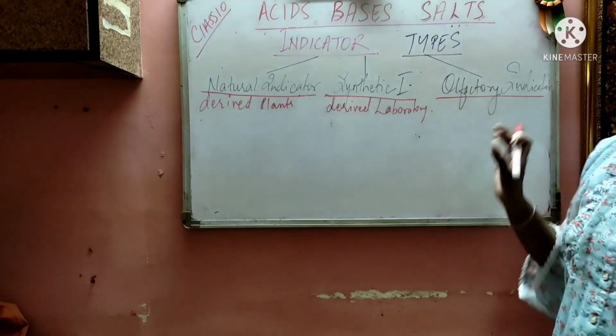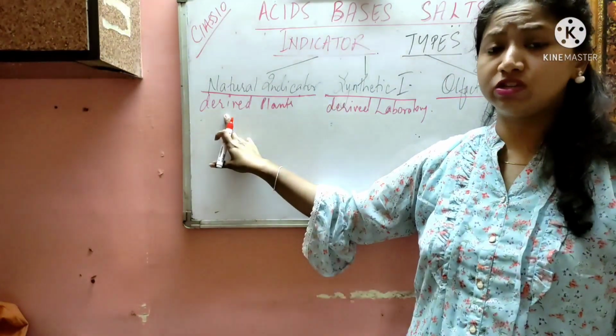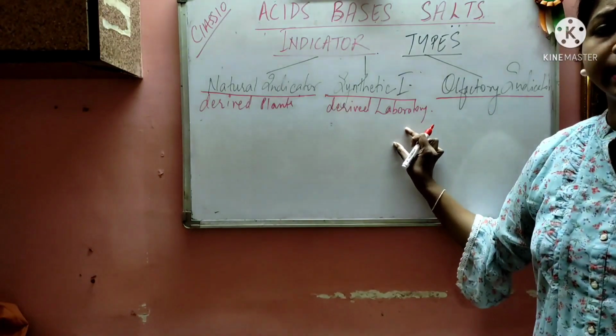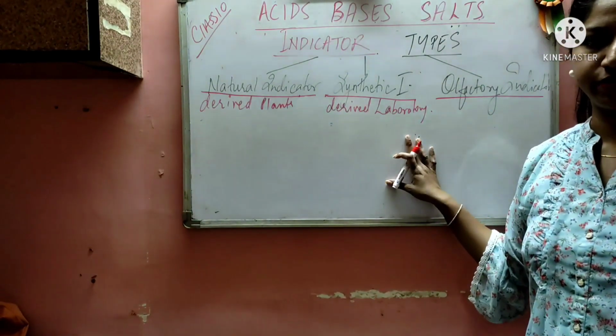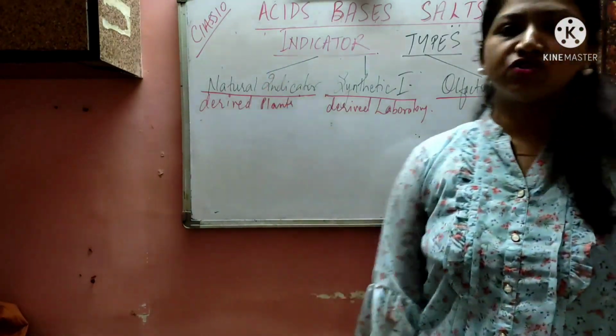Olfactory indicator, we'll talk about it. A natural indicator is one derived from plants, and a synthetic indicator is one which you get from the laboratory, or prepare in the laboratory. It's man-made.